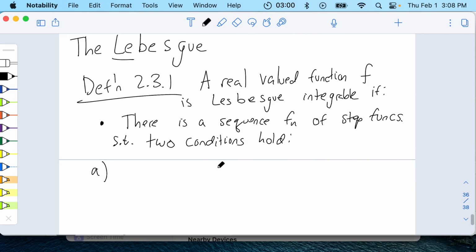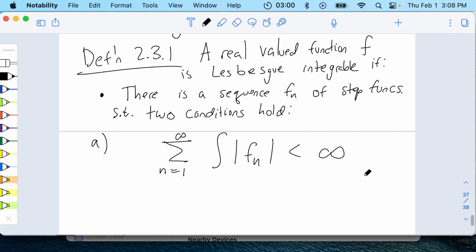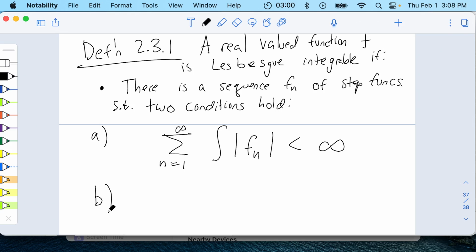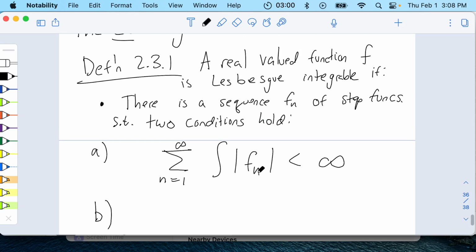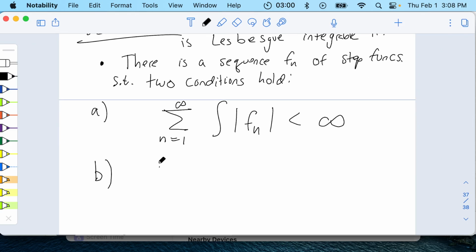A, the sum from n equals 1 to infinity of the integral of the absolute value of fn is less than infinity. So the step functions are sort of absolutely summable in integral. That's a nice thing. And B, of course, the original function f you were talking about better be related to this function. f of x is equal to the sum from n equals 1 to infinity of fn of x.